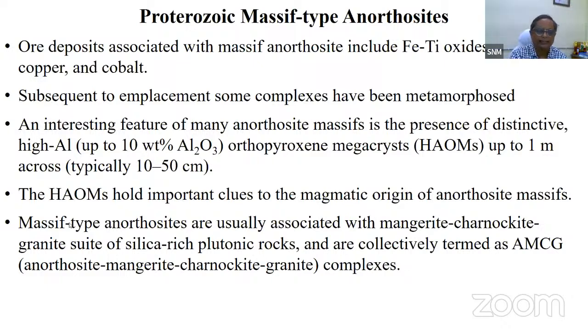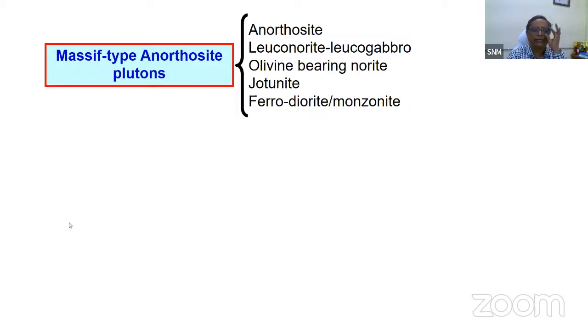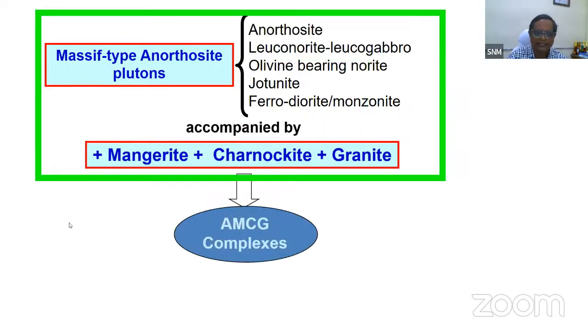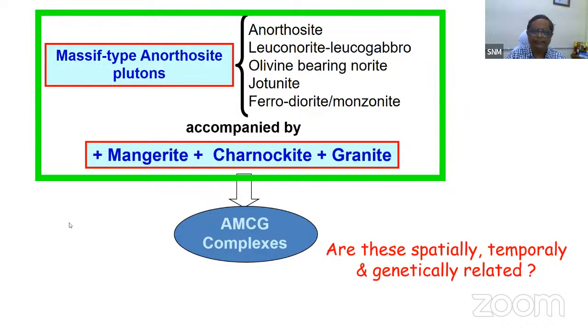Another thing is that, as I said earlier also, these massif type anorthosites are associated with rocks like mangerite, charnockite, granite, such silica-rich plutonic rocks, and collectively they are called AMCG complexes. So the massif type anorthosites themselves are associated with anorthosite, leuconorite, gabbro, or olivine-rich norite, ferrodiorite, jotunite, mangerite, things like this. They are also accompanied by rocks like mangerite, charnockite, granite, and as a whole they constitute AMCG complexes.